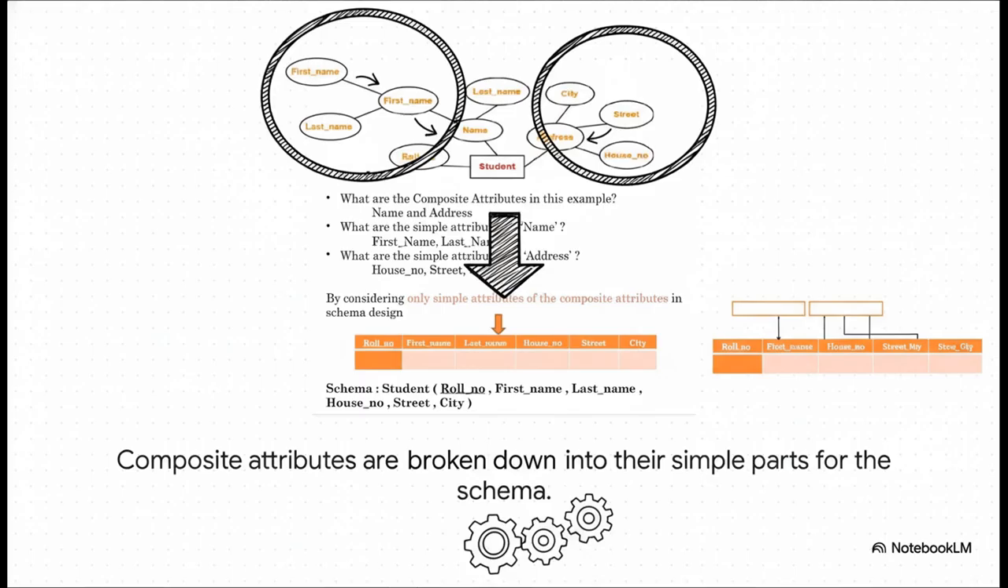And here's exactly how we do it. We take those composite attributes like name and address, and we just flatten them out. So instead of one name column, we make a first_name and a last_name column. And instead of a single address column, we have house no, street, and city. The big takeaway here is that we only want the smallest, most basic pieces of information in our final table.